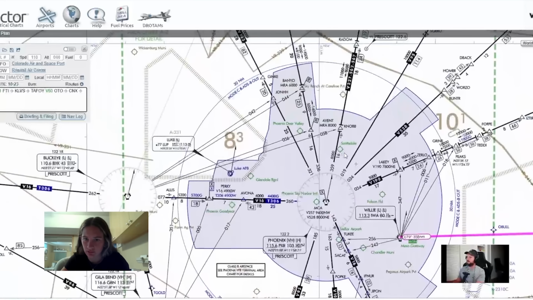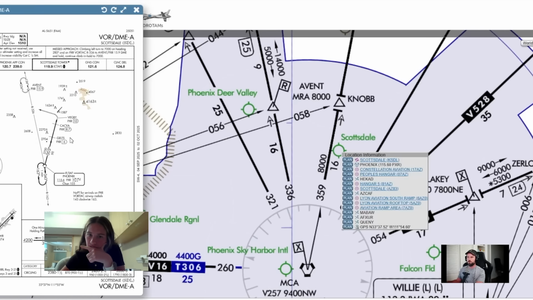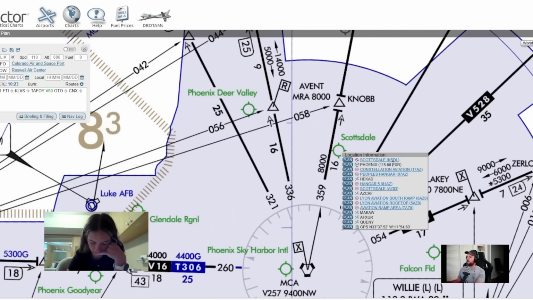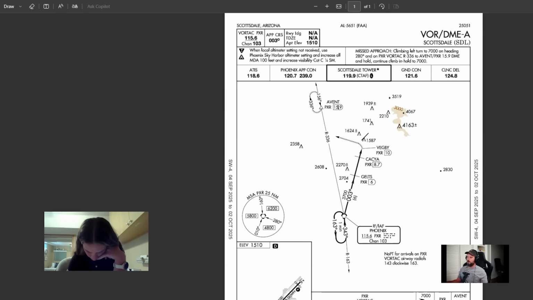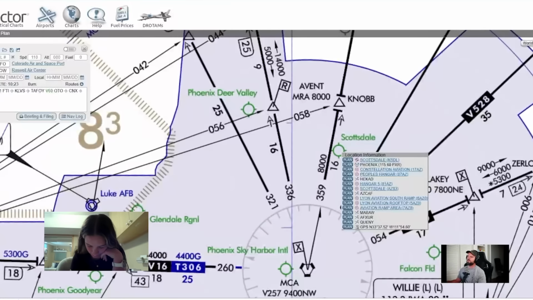Let's take a look at, is this the one I want? The airport, I'm looking at SDL, Sierra Delta Lima, and the VOR Alpha at Sierra Delta Lima. This one's not that far off. No, but it's greater than 30 degrees. There it is, it's greater than 30 degrees.